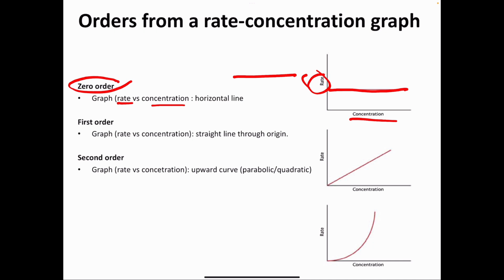For first order, it's a straight line through the origin. And then for second order, it's going to be a quadratic graph like we see here.